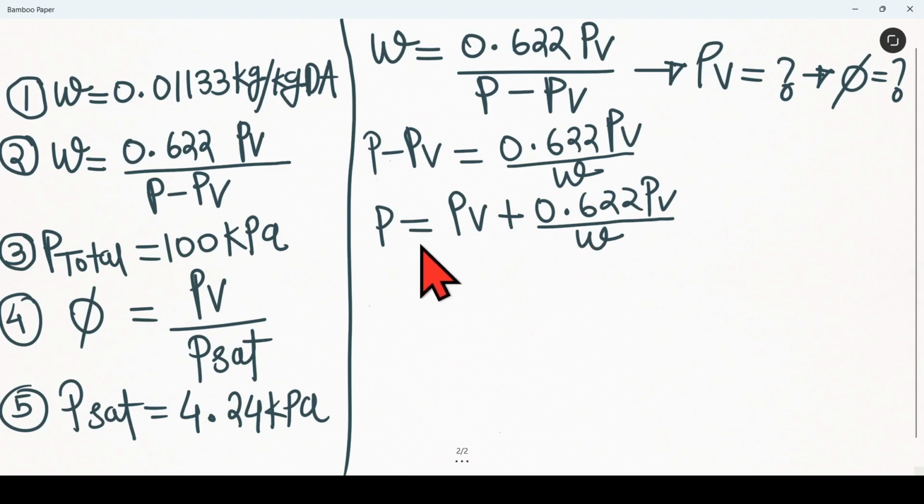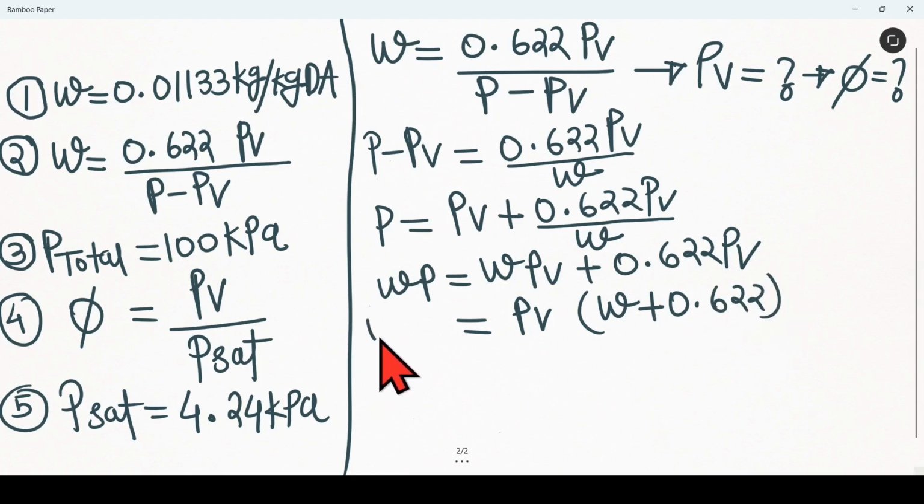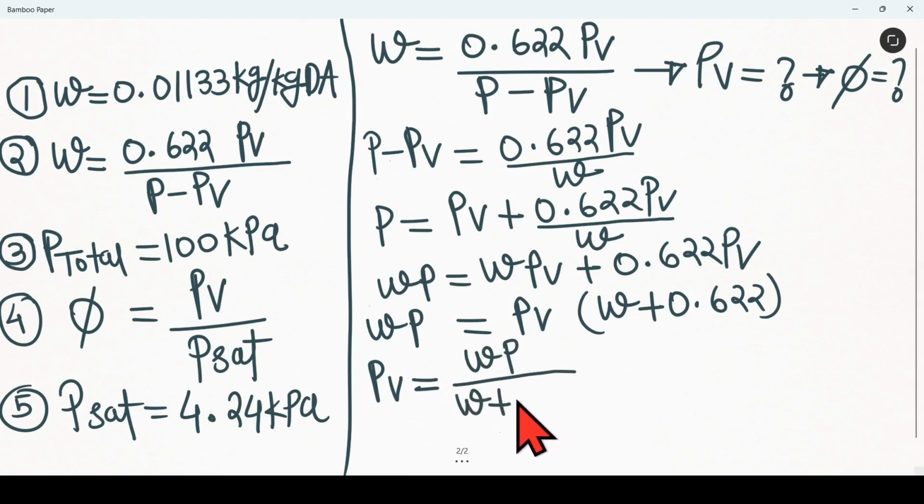Let's multiply omega on both sides. So I can write omega P is equal to omega PV plus 0.622 PV. Let's take PV common on the right hand side. So PV is common here, and in brackets omega plus 0.622, that is equal to omega P. So from here I can write PV is equal to omega P divided by omega plus 0.622.